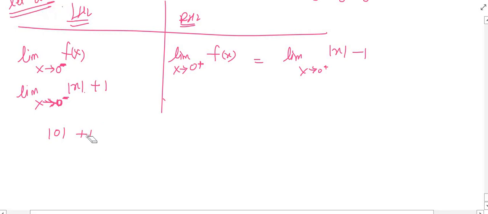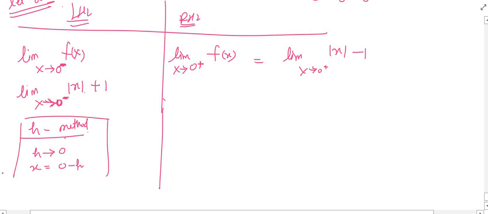Usually for mods we use the H method. Always try to use the H method. So write down H method. It's better to use the H method for mod questions. So in the H method, what will we do? h is going to 0 and x is replaced by 0 minus h. h is some tiny number. Okay, so this is called the H method.